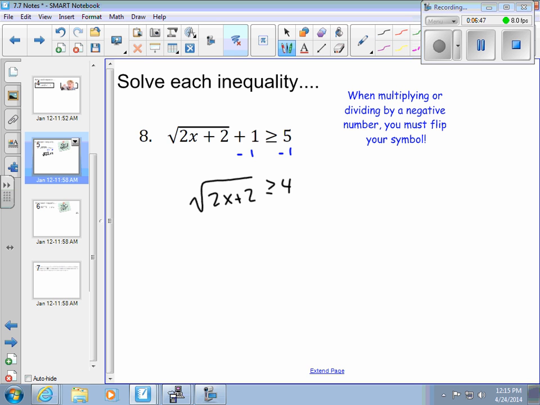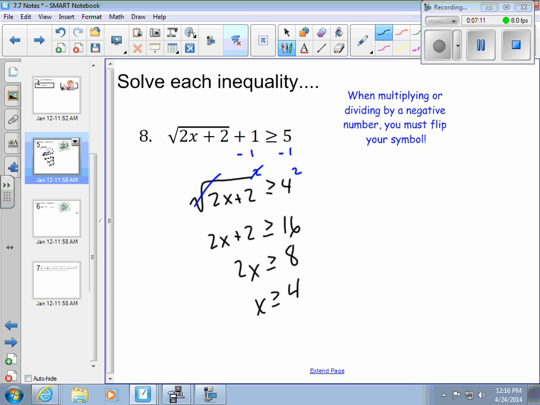Undo the square root with a power of 2. That's going to cancel out. Got 2x plus 2 greater than or equal to 4 squared, which is 16. Subtract a 2. Divide by 2. And we get that x is greater than or equal to 4. All right, so that's the answer we got.